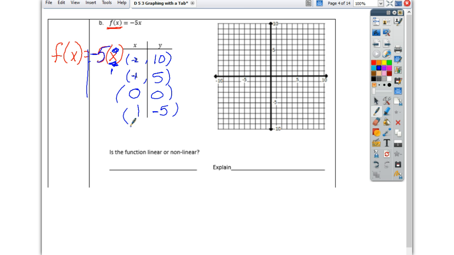Okay, so let's plot these and see if it's linear or nonlinear. Negative 2 and 10 is way up here. Negative 1 and 5. 0, 0. And 1, negative 5. Is this linear or nonlinear? Linear? Does it make a line? Yes. It is linear. Makes a straight line.